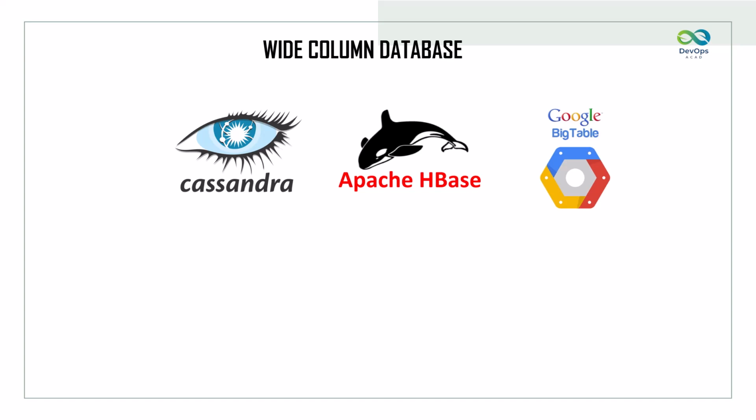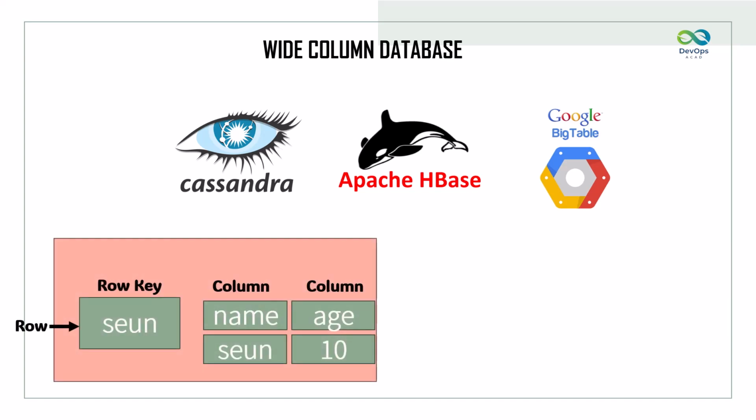A wide column database is useful for that use case. Now, a wide column database is also a key value pair kind of database. The only difference between the wide column and the key value database that we saw earlier is that the wide column database is still the same key, but the values are divided into multiple columns. That's just the difference, but it's still a key value kind of database.